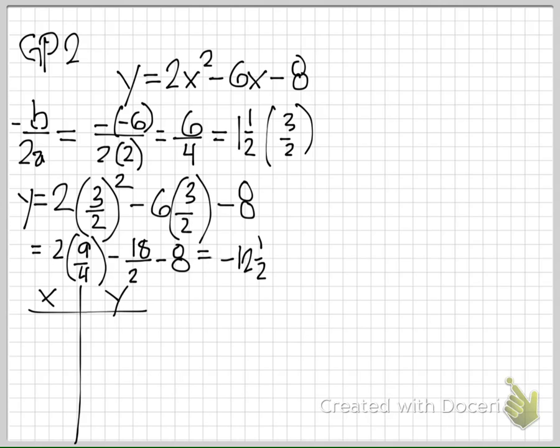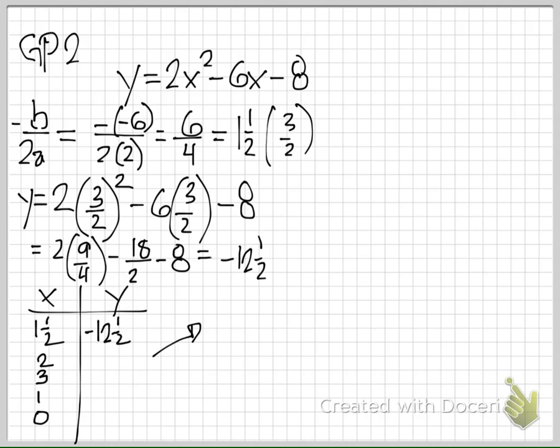You make your xy axis. The x value we said is at 3/2, which is 1 and 1/2. And then we have our y value at negative 12 and 1/2. Now, here's the fun part. One space to the right of 1 1/2 is 2, followed by 3. One space to the left is 1, followed by 0. So there's no negatives here. Plug each of those in.